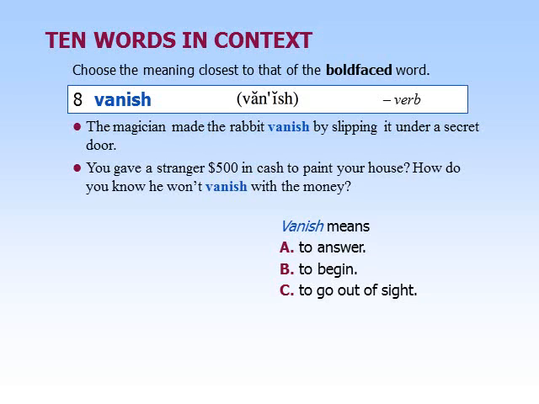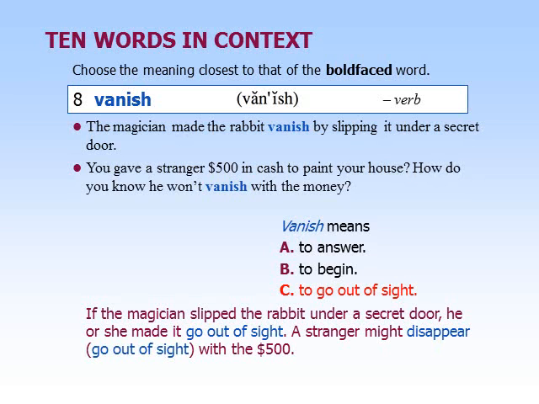All right, so here we have vanish. The magician made the rabbit vanish by slipping it under a secret door. I gave a stranger $500 in cash to paint your house. How do you know he won't vanish with the money? So vanish means to go out of sight. Another way we could say this is to disappear.